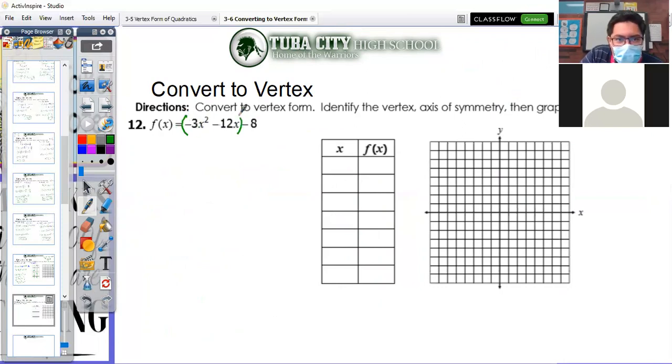So group our first two numbers. And in this case here, I'm going to have to take out the negative 3. So divide this by negative 3. So a negative divided by a negative would be positive. 12 divided by 3 is 4. And I'm going to leave some space here.